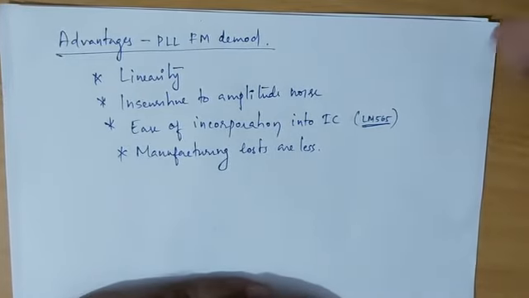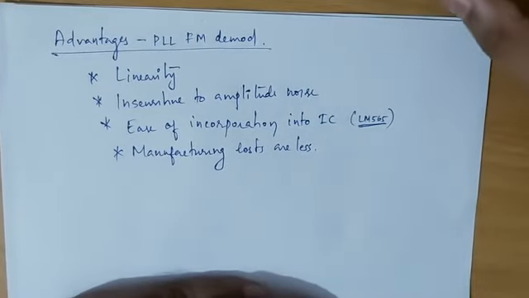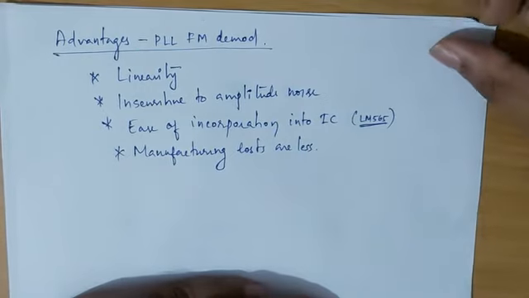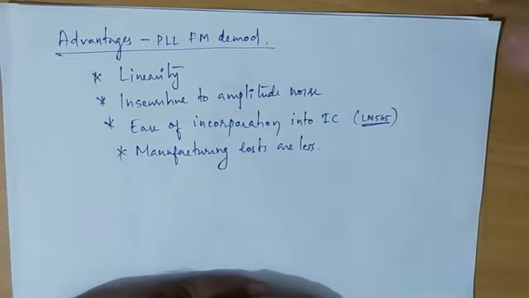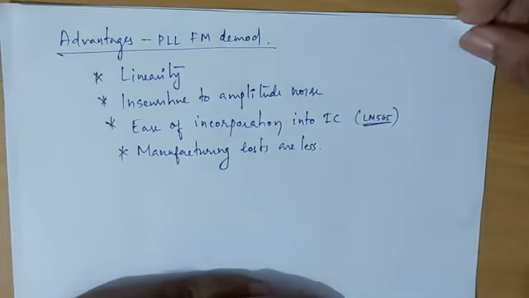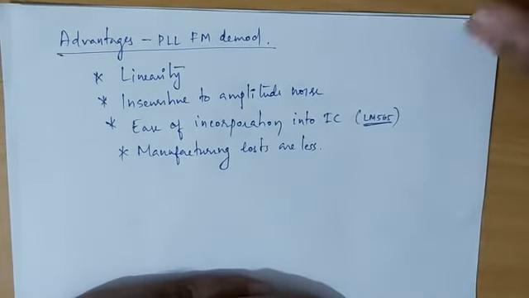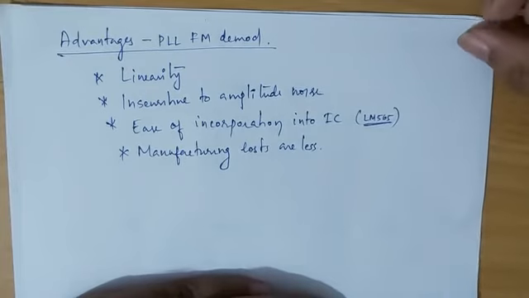In this section we discussed the block diagram and the basic working principle of the phase locked loop, and how it can be utilized for FM demodulation. We also discussed the advantages of the PLL FM demodulator.